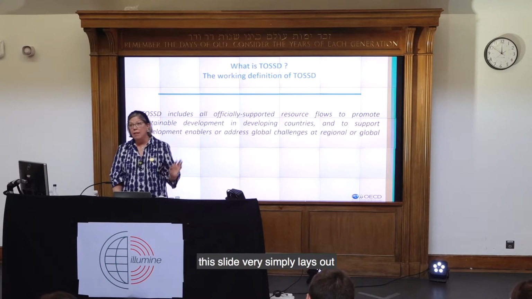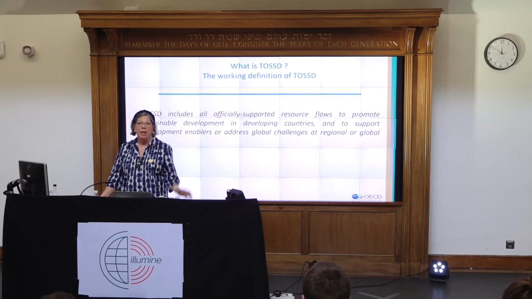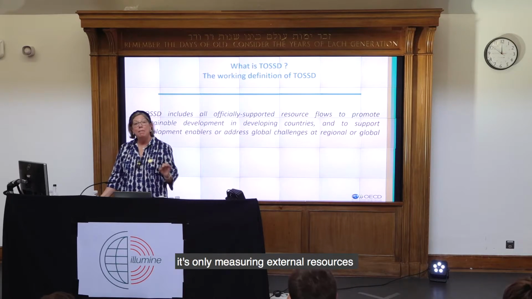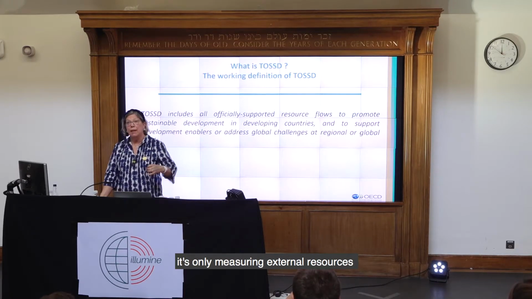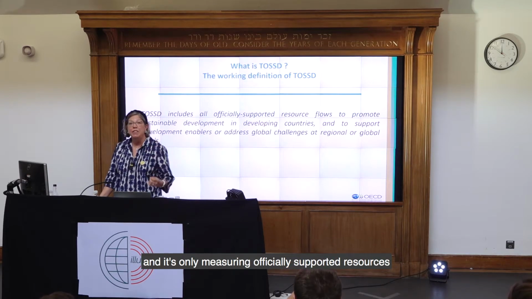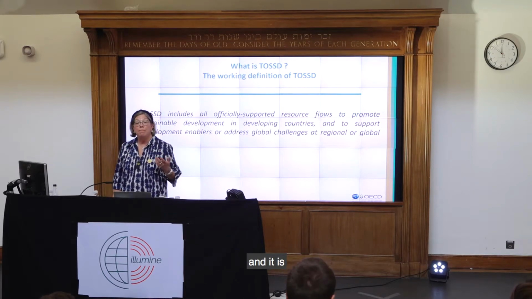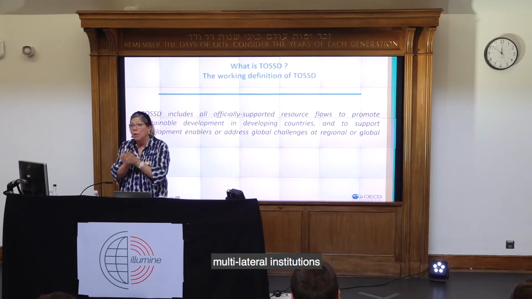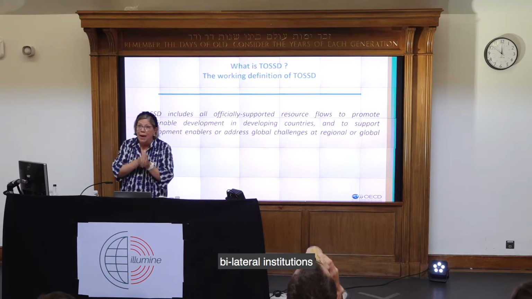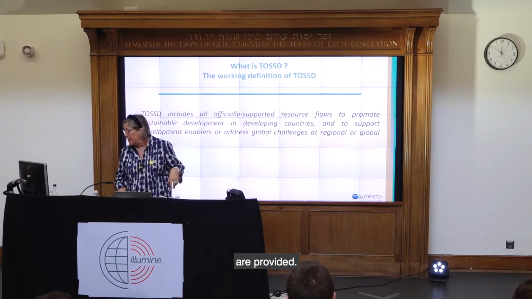So this slide very simply lays out the basic definition of TOSSD. Very important, it's only measuring external resources coming into developing countries, and it's only measuring officially supported resources. So it's not measuring private sector finance. And it is looking at what multilateral institutions, bilateral institutions, and civil society institutions are providing.